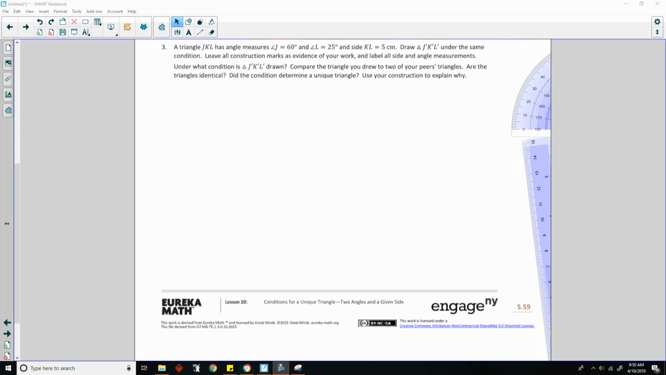Okay, number 3 says a triangle JKL has an angle measure of J, 60 degrees. Angle L is 25 degrees. What's the measure of angle K? Quick, quick. 105 degrees. Very good. And side KL is 5 centimeters. Draw a triangle J prime, K prime, L prime under the same condition. So this is just repetition of the same condition.